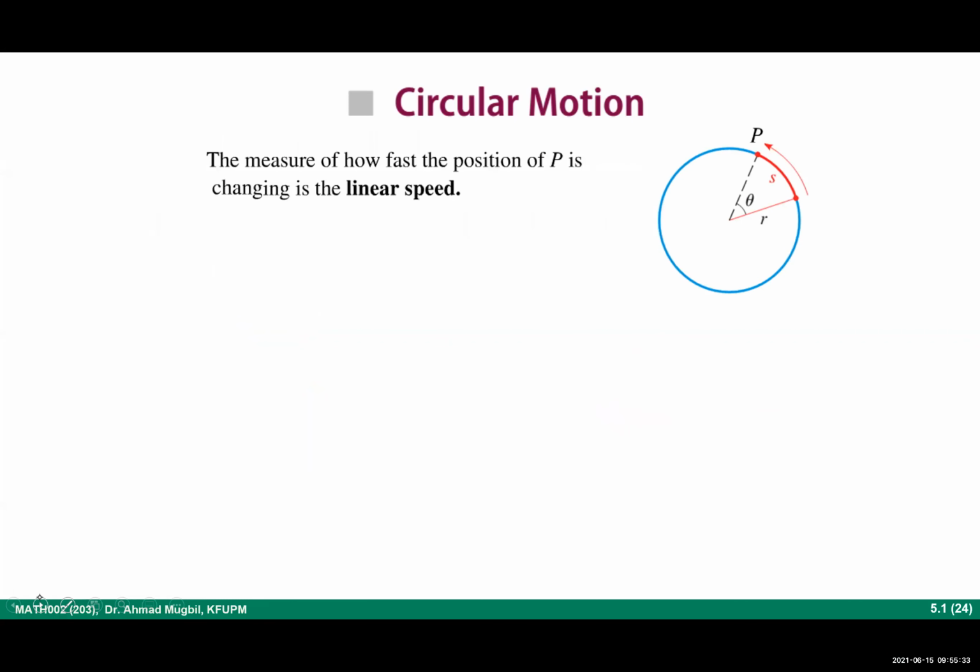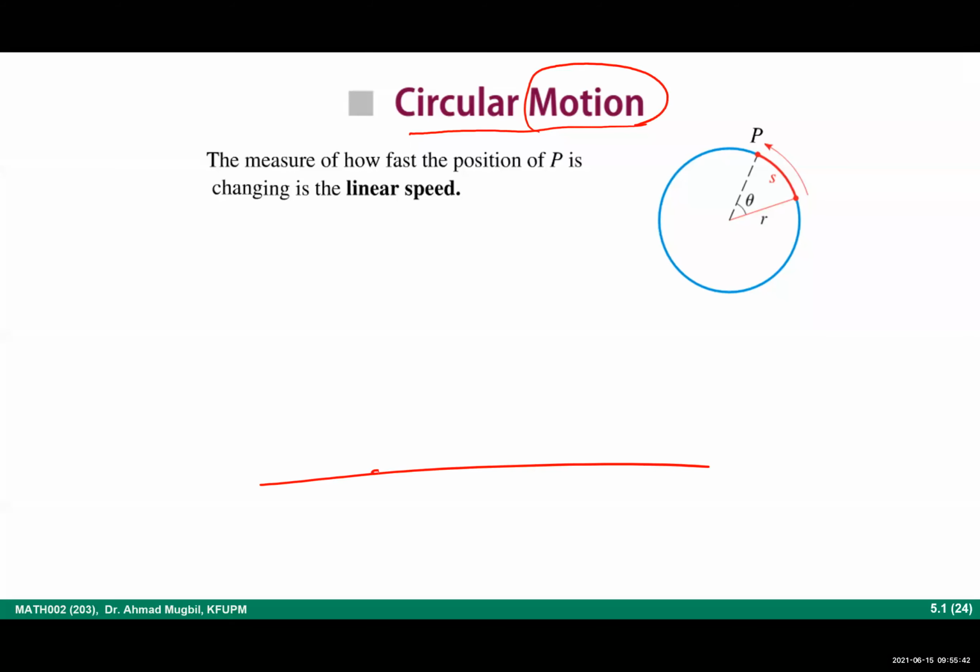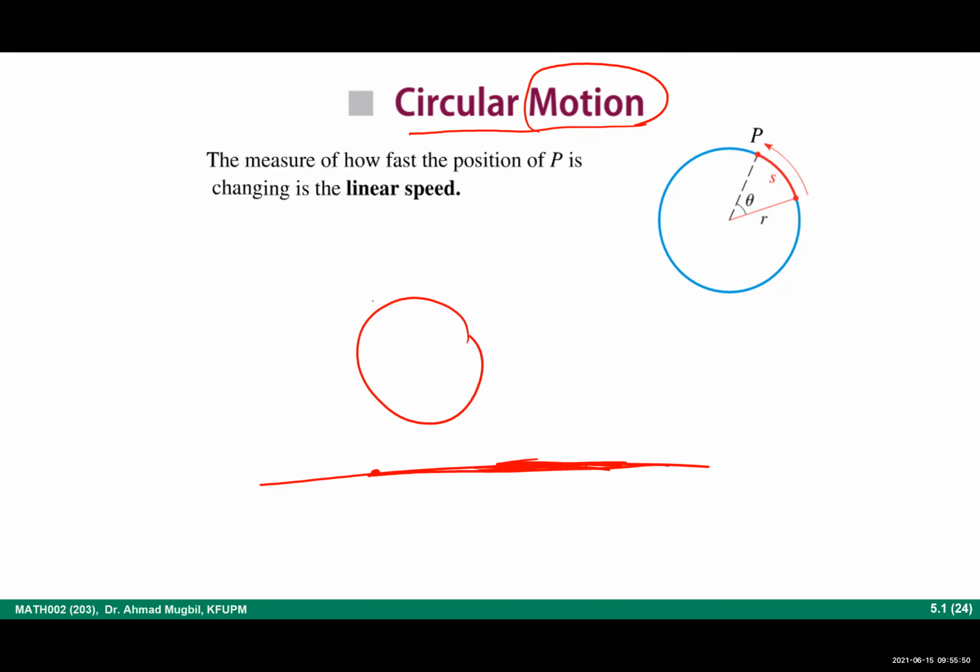The last part of this section is about, shabab, the circular motion. What is the motion? The movement when you move. When you move on a straight line or on the street, this is a linear motion. But when you are moving on a circle, this is a circular motion.